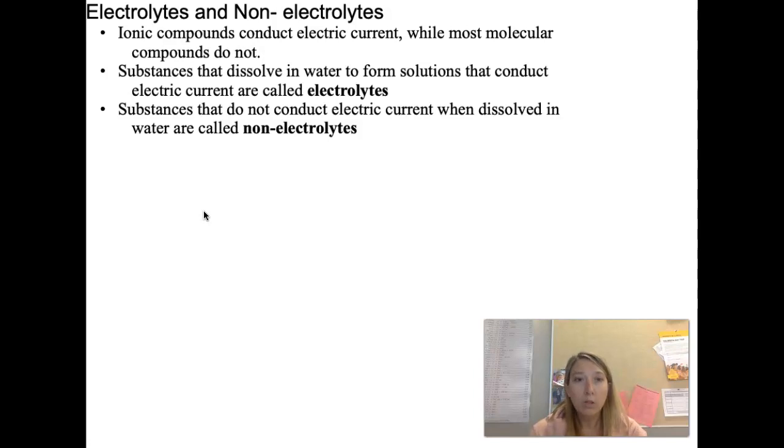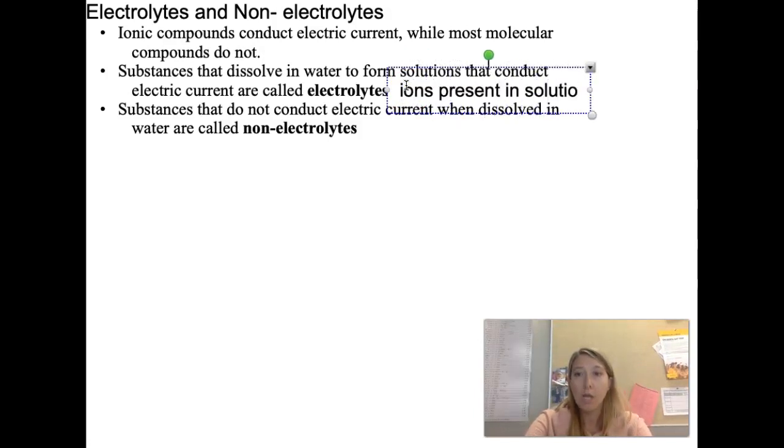So when we are looking closely at the solution, what we find is that in an electrolytic solution, we are going to have ions present in solution. And that is why it's going to be able to conduct electricity, because we have these ions that have positive and negative charges and they're moving all over the place, so they are able to conduct electricity.